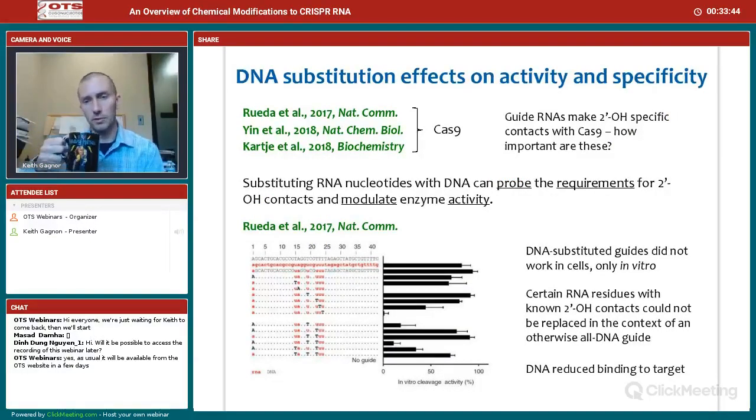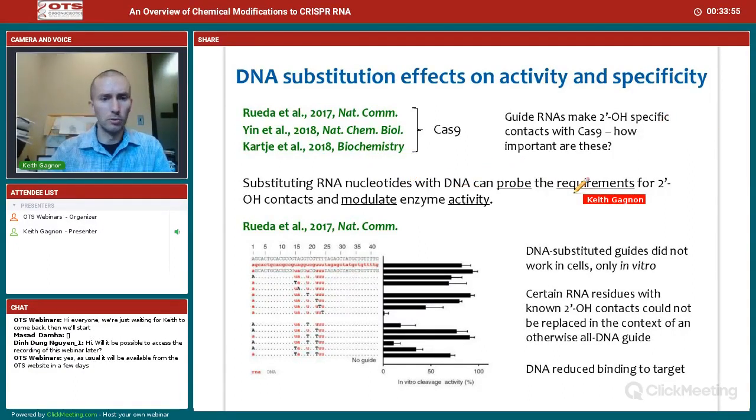The question was, how important are these contacts? So DNA is ideal for this sort of study. Substituting RNA nucleotides with DNA can probe the requirements for these contacts, and also it was found that you can modulate activity and specificity with DNA. You may notice too that I'm trying to present these papers in the order in which they were published, not necessarily in the order of what I think is most important.